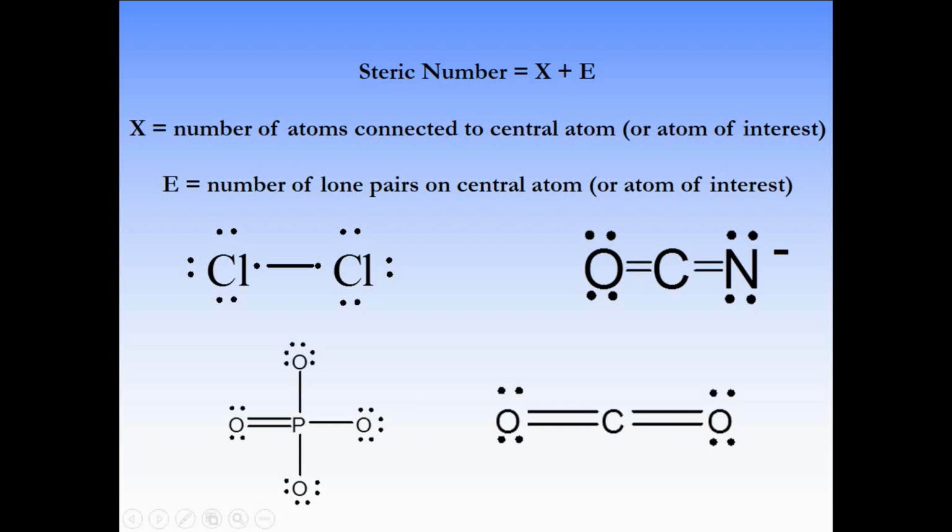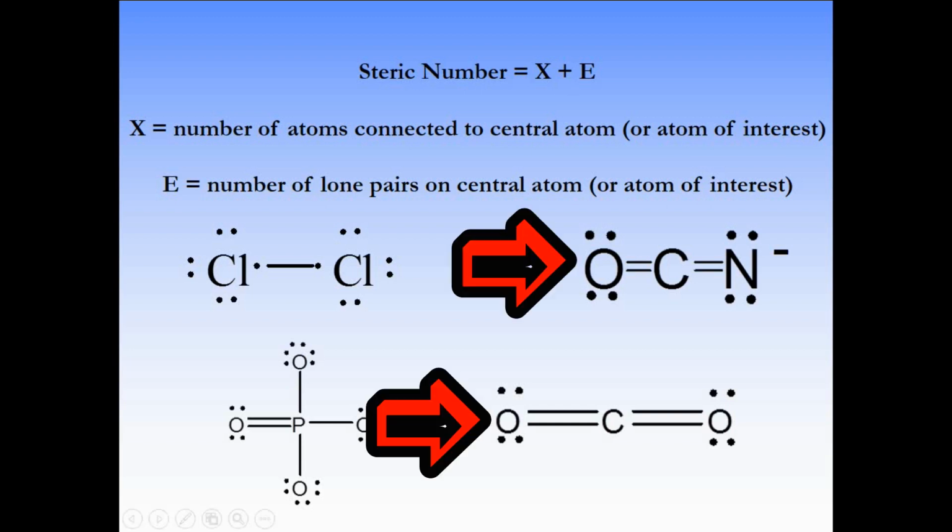The carbons in these 2 species over here, OCN minus and carbon dioxide, in both of those cases, the carbon is going to have a steric number of 2 because both carbons are attached to 2 other atoms, but they have no lone pairs.